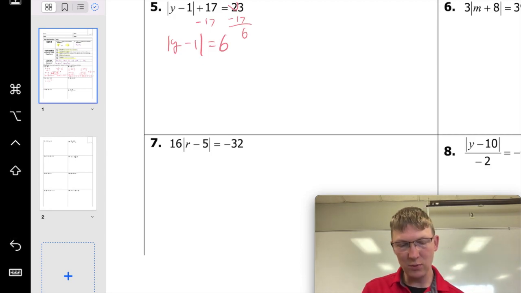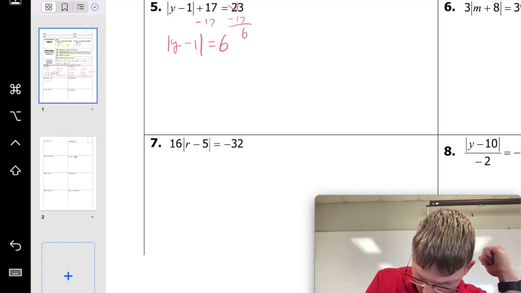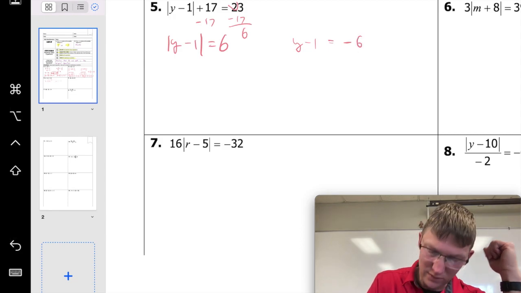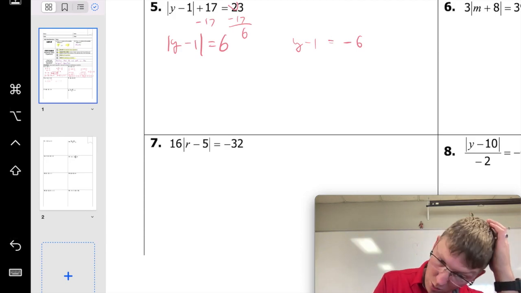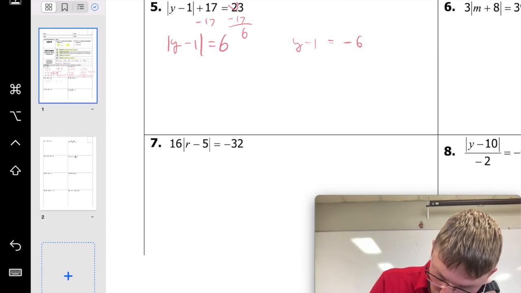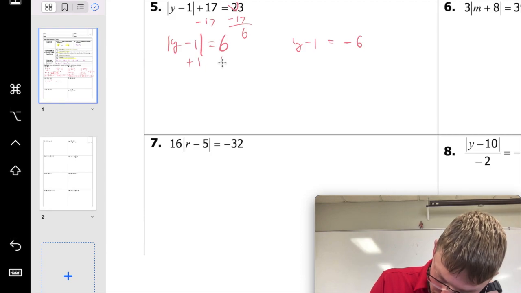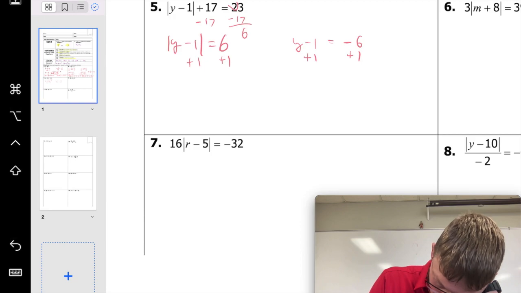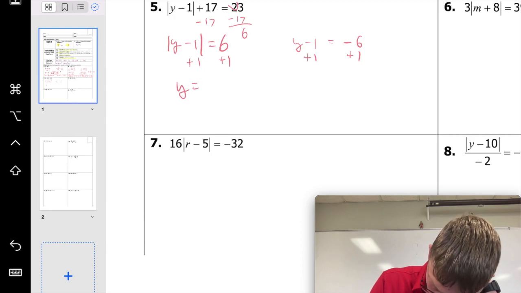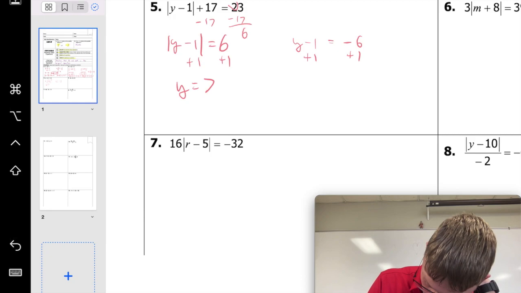So then that's where we go to our next step, which is we create two situations. We've got that one, and then we've got y minus 1 equals negative 6. I'm just going to do the algebra right here, not rewrite that because I don't want to. But anyway, we're going to add 1 to both sides. And we can do that over here too. So then we have y equals 7. Then over here, we've got y equals negative 5.